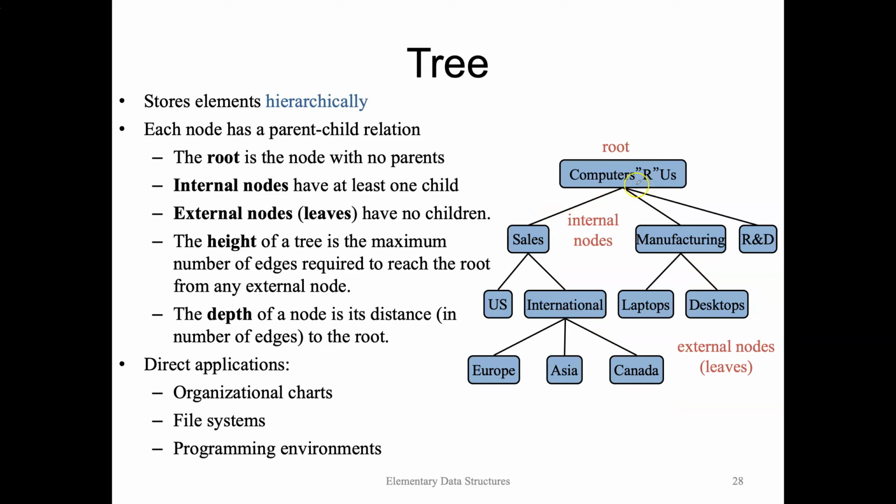The height of a tree is just the maximum depth. So if we assigned a depth to all of these nodes, we take whatever the maximum one is, and that's the height of our tree. So for example, the height of this tree is 3, and this is realized by any one of these 3 external nodes here.